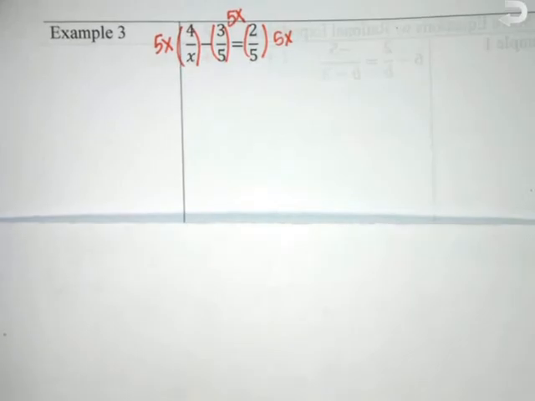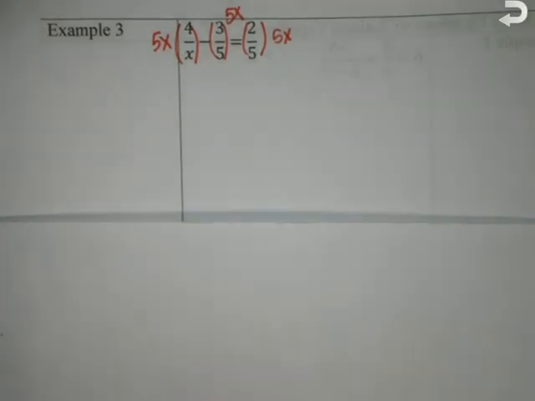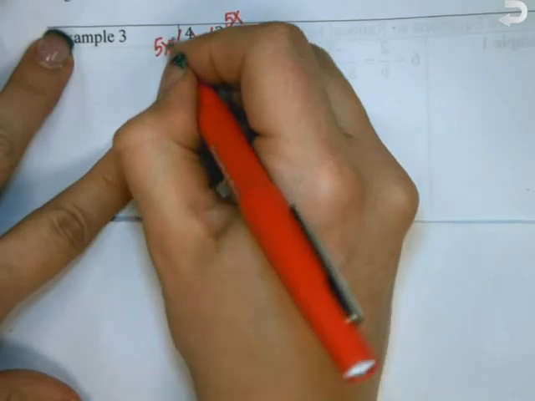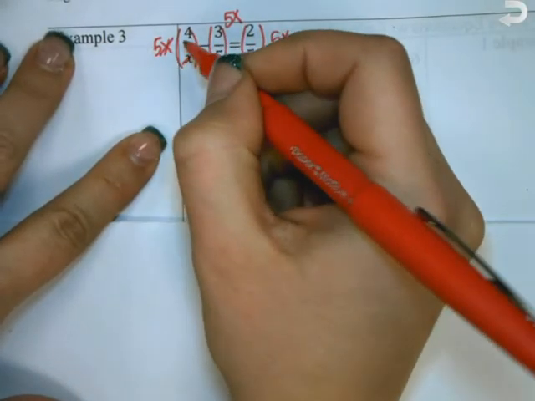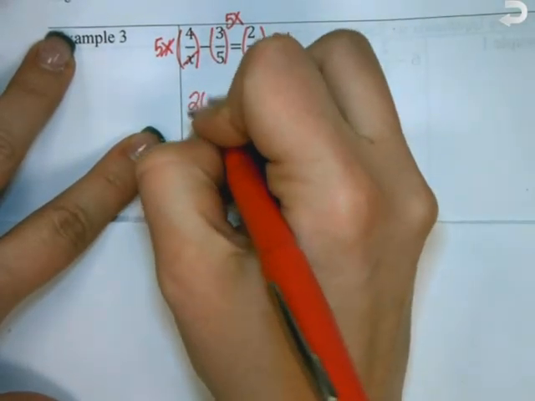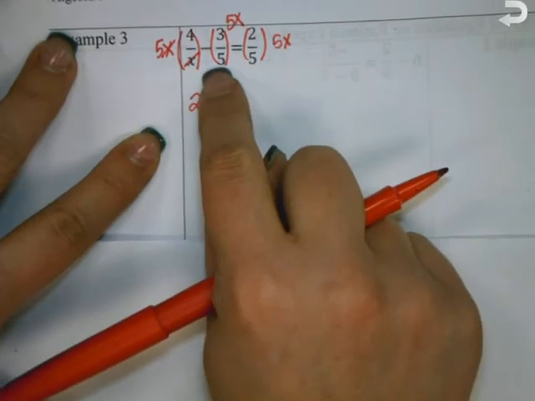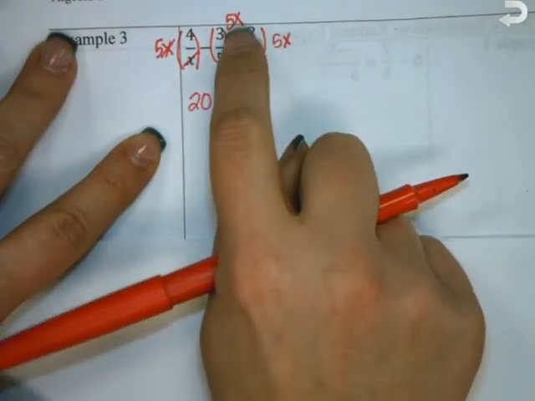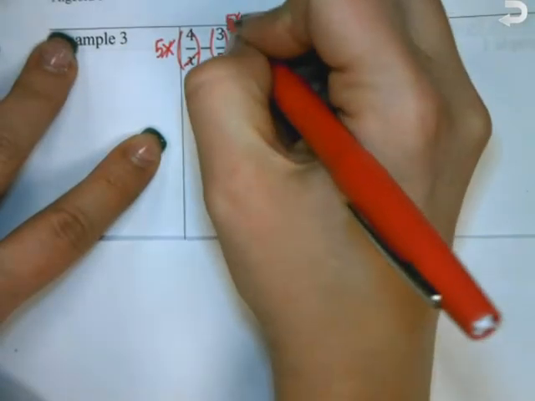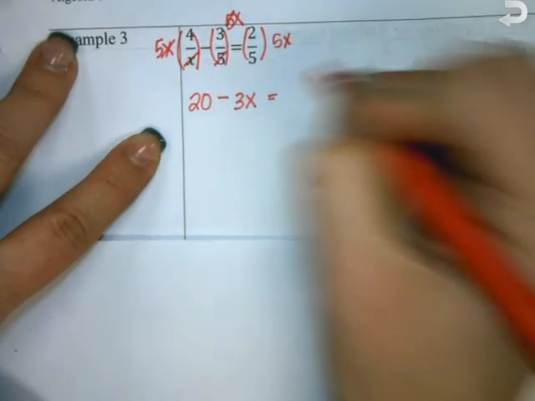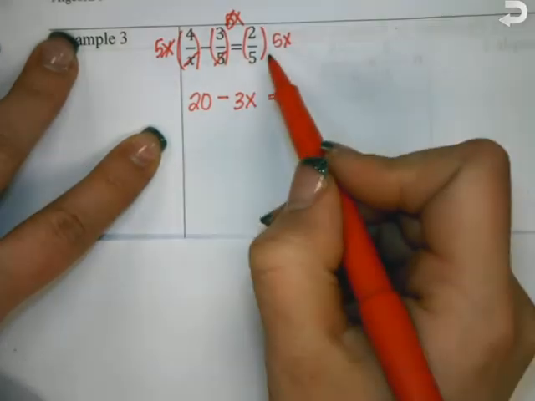In this first one, what cancels? The x's. So I get 5 times 4, which gives me 20. There's a minus sign, so make sure that you're paying attention to what sign it is. What cancels on these two? The 5's. So what does that give me? 3x equals, and on this last one, the 5's cancel, so it equals 2x.